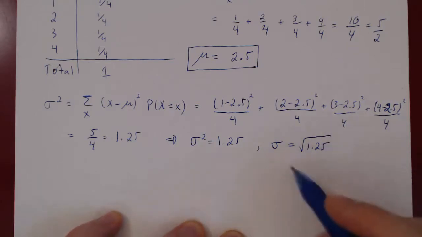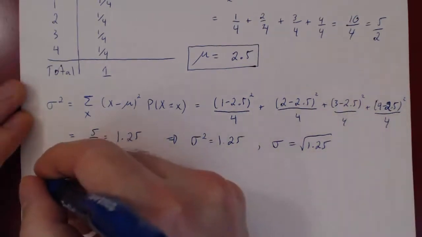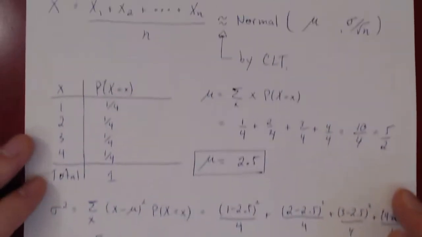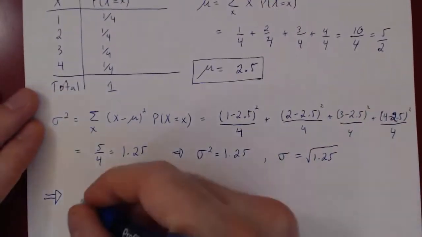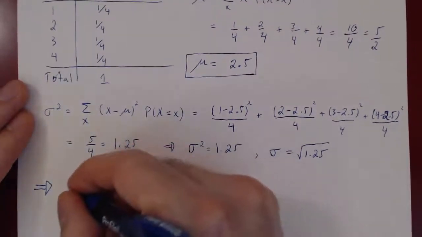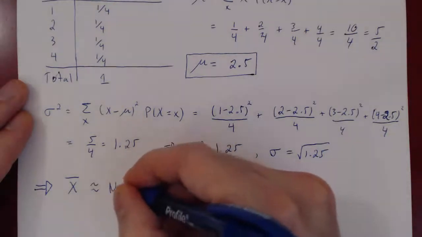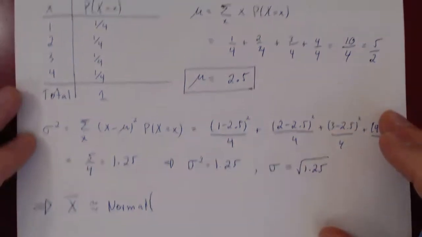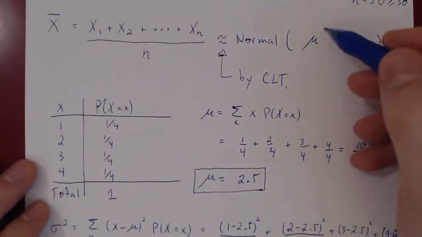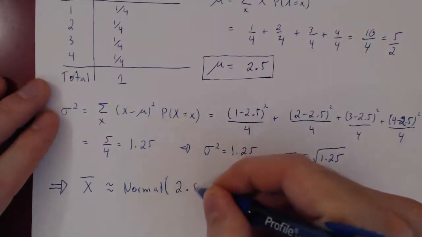Now again, you can evaluate this approximately, but keep the exact value and only evaluate after we standardize. So now we can write our conclusion. The distribution for the average of the 50 rolls, so x bar, our average, will follow, by the central limit theorem, approximately a normal random variable. The mean, if we just go up, was simply mu. We found that to be 2.5.